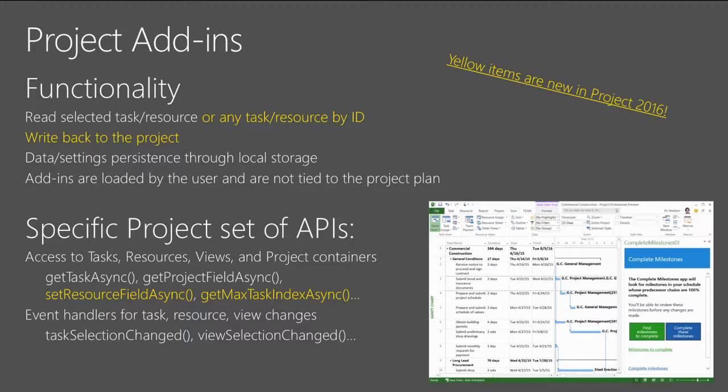If your app is maybe checking the schedule and sees that a task has a duration that's too short, it can go ahead and update that duration. It can update the name. It can update the resources assigned to it. Pretty much anything that the user can do, the add-in can now do on behalf of that user. It can tweak some of the settings with the document itself, so some of the project level information.